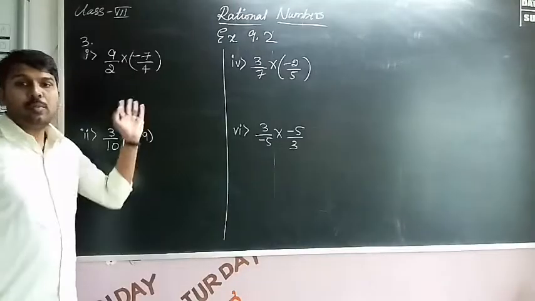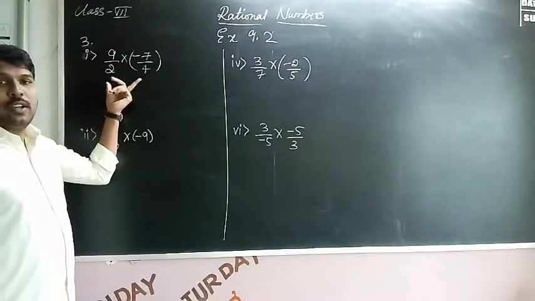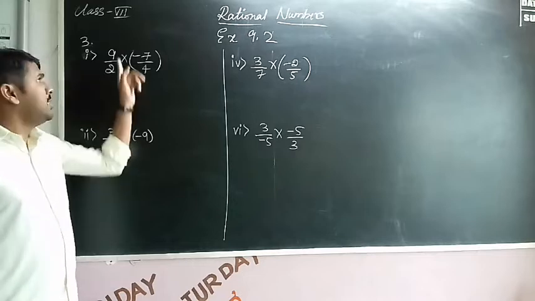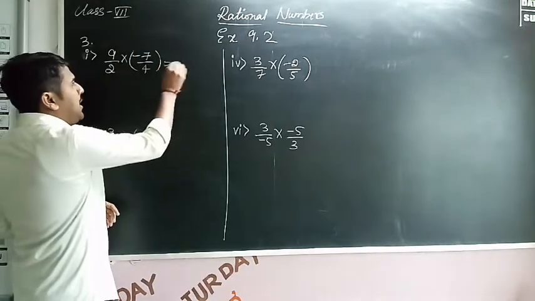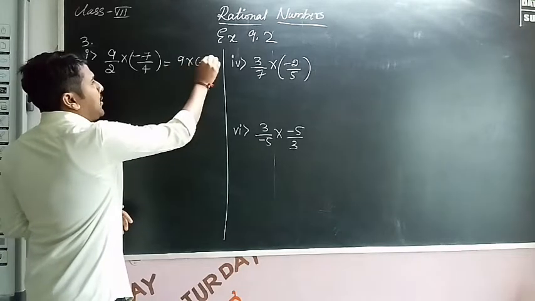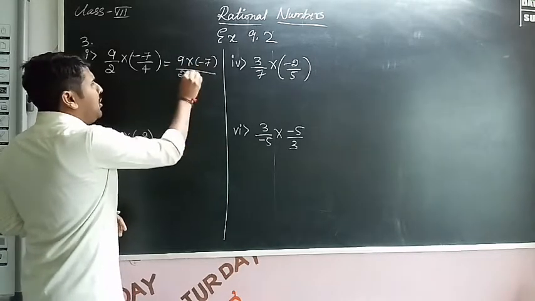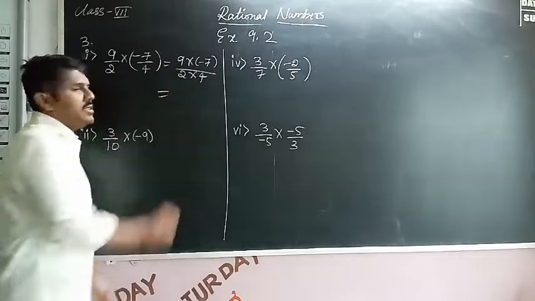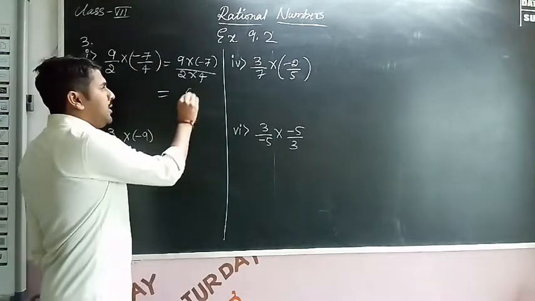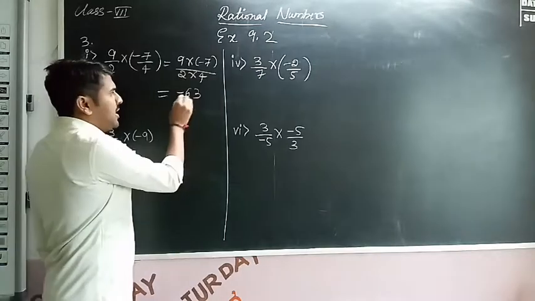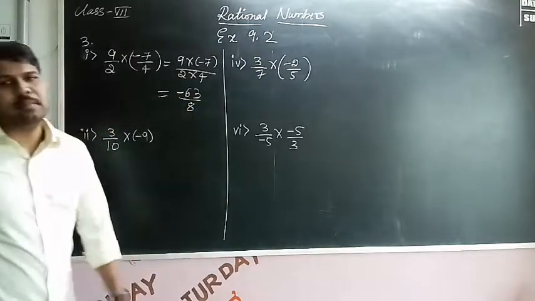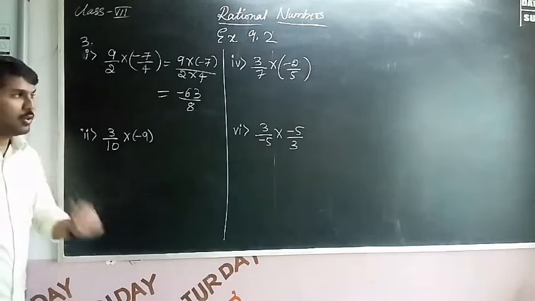So third, the product. You know how to multiply rational numbers. Just multiply numerator to numerator, denominator to denominator. So multiply 9 into minus 7, 2 into 4. What will we get as the answer? 9 7s are 63, plus into minus is minus, 2 4s are 8. Answer is minus 63 by 8. Total 6 questions are there.